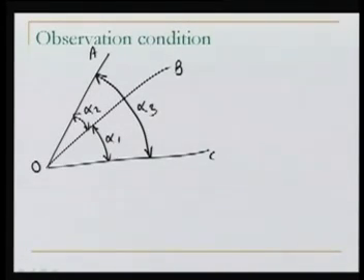Now, as you see over here, we have a point O. At that point, we are measuring the angle alpha 1, which is between points C and B, and alpha 2, which is between points B and A, and we have also taken one more observation, alpha 3. So alpha 3 is observed in the field between C and A.